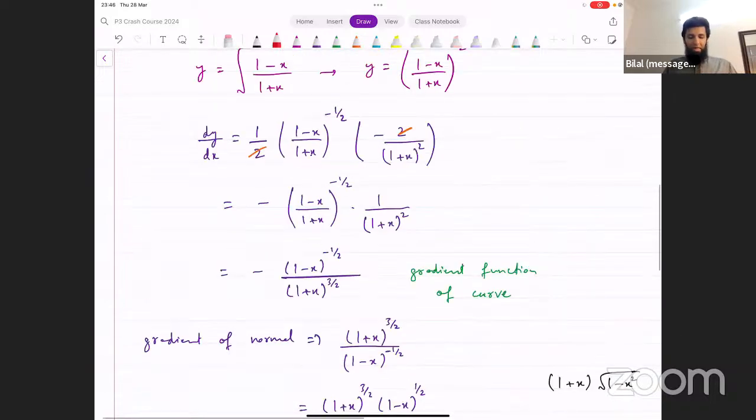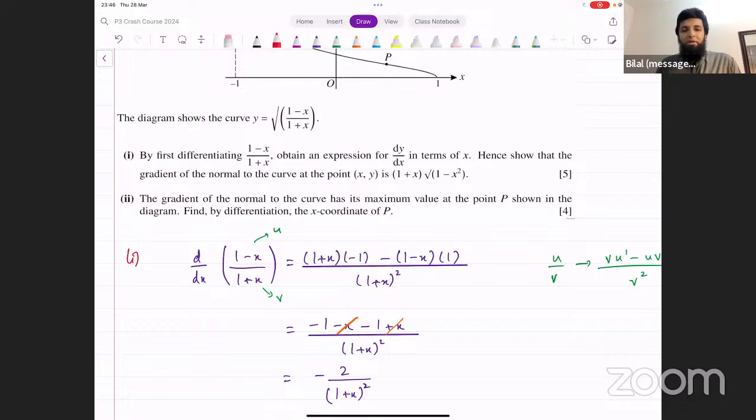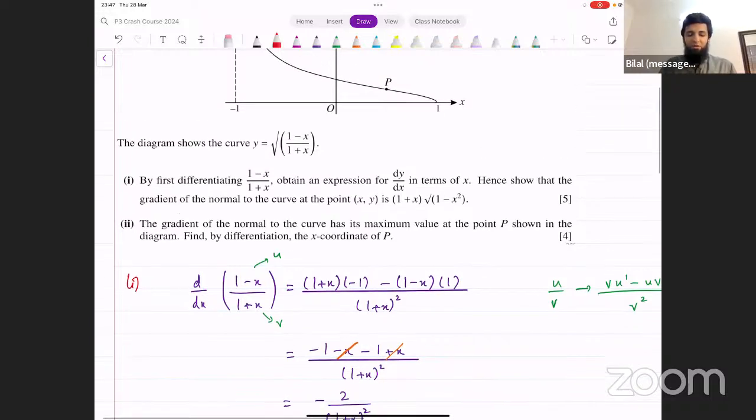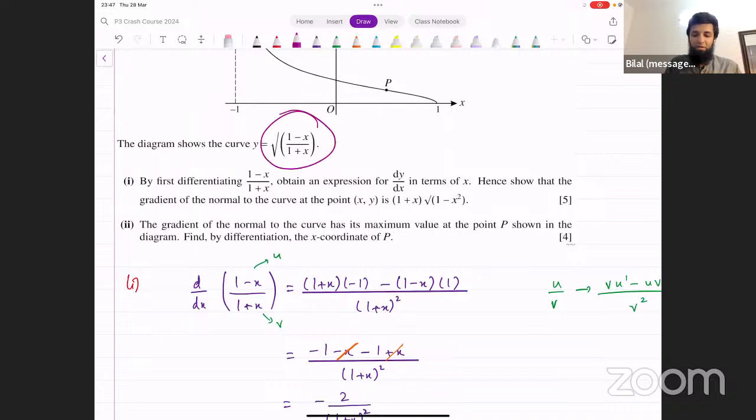That was the first part. Now, the second part says: the gradient of the normal to the curve has its maximum value at the point P shown in the diagram. Find by differentiation the x coordinate of P. Now, questions like these actually come in paper 1 as well, although the functions are relatively simpler. This is a more complicated function for which you have to use the quotient rule. But this idea, gradient of something having a maximum value, having a minimum value, they test this in paper 1 as well sometimes.